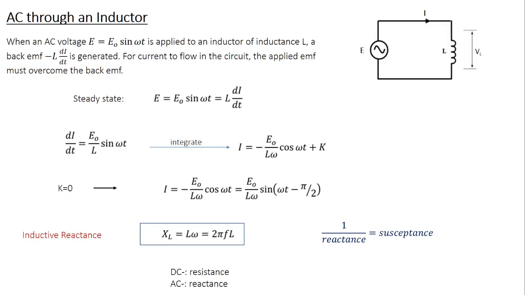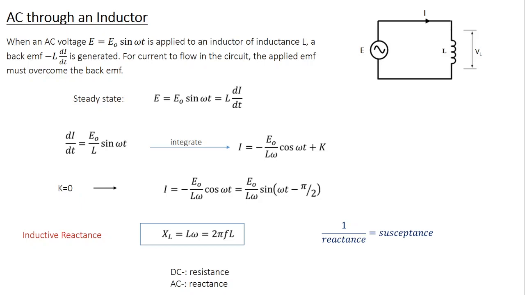In the previous class, we analyzed the behavior of AC through an ohmic resistor, where we have seen that both current and voltage are in phase. Today let's try to understand AC flow through an inductor.